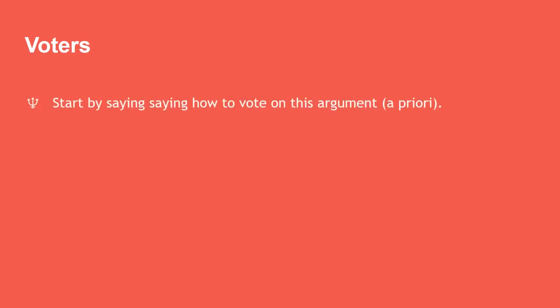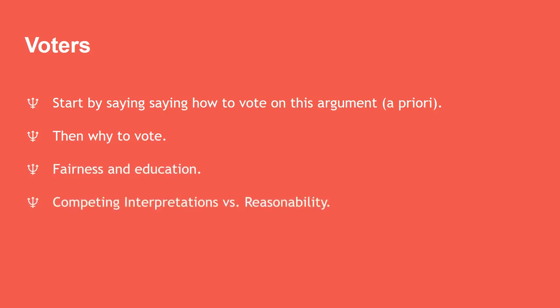So this is where you explain how someone should vote on the argument and also why. So the how is that it's a priori, and this also would include the lens through which, that's the competing interpretation and reasonability one. But the why to vote usually comes down to fairness and education. But on competing interpretations and reasonability, we won't really talk about them very much over here. But suffice it to say that there's different ways of analyzing whether or not to vote on a topicality.